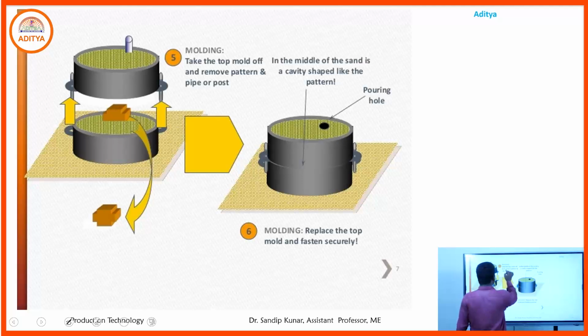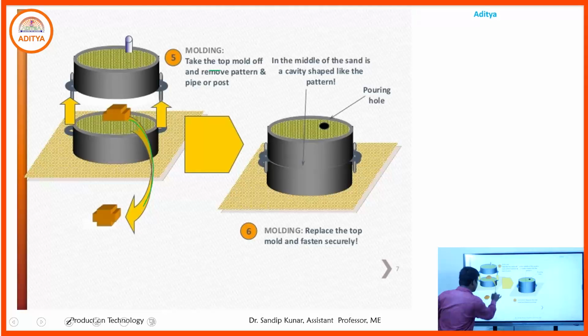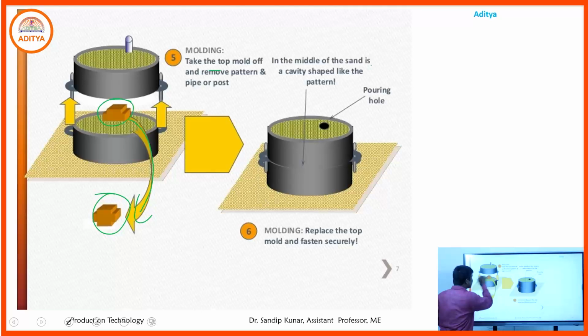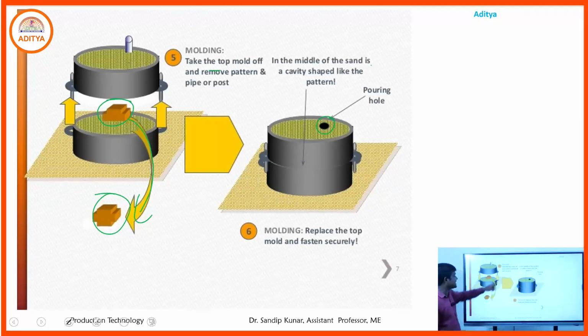Then, molding: take the top mold off and remove the pattern and pipe. After formation of the mold cavity, we take off the top mold, and also remove the pipe. In the middle, the sand cavity is shaped; the cavity will be formed as per the pattern shape. After formation of that cavity, we remove the pipe and pattern. Then the pouring hole will be created in that particular mold box.